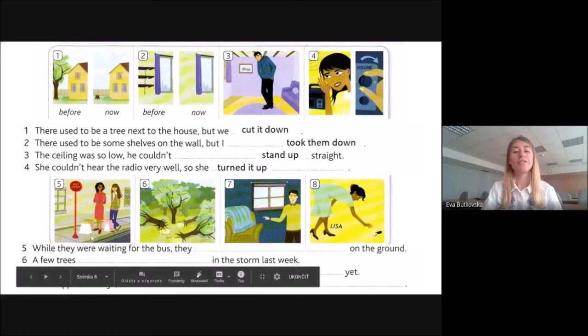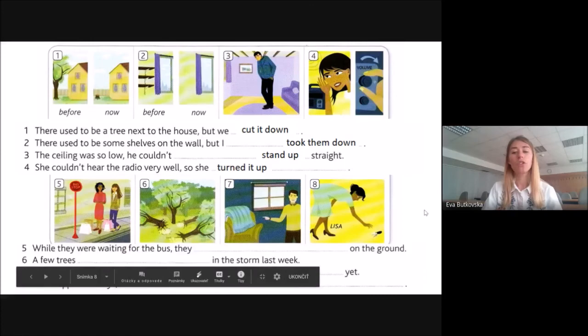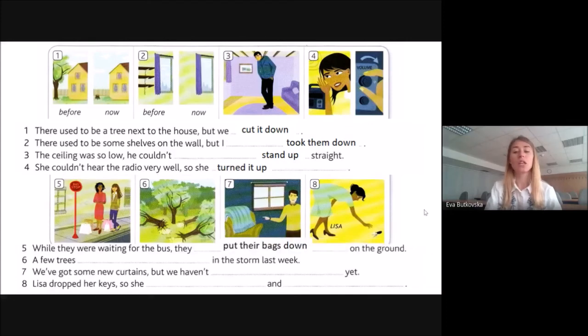Let's look at number 5. While they were waiting for the bus, let's look at the bags on the ground. What did they do with the bags? They, very good. They put their bags down. Number 6.